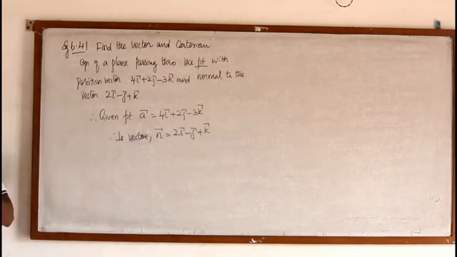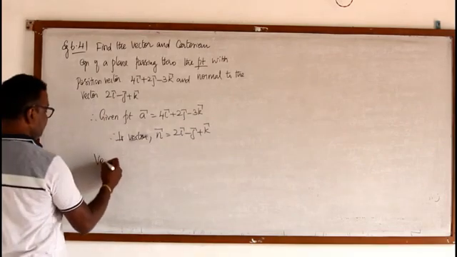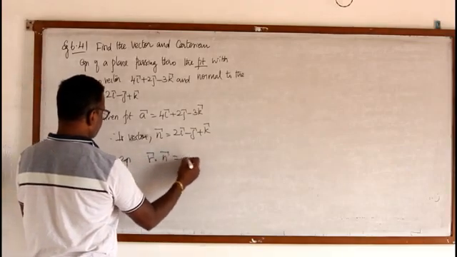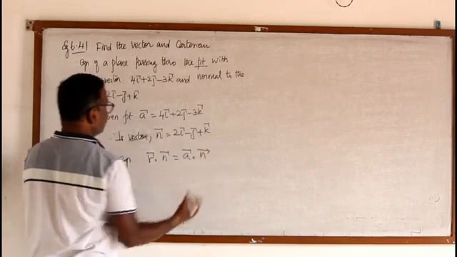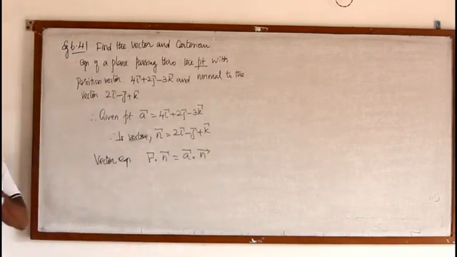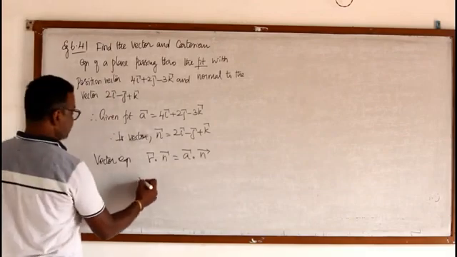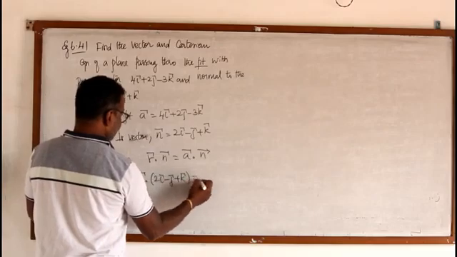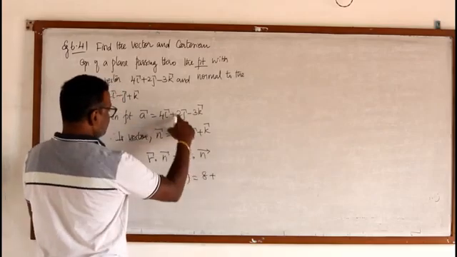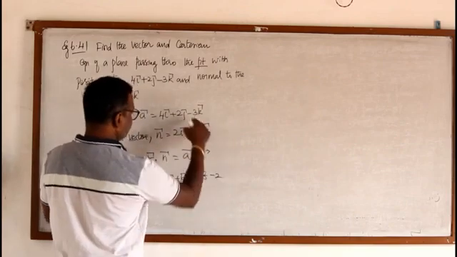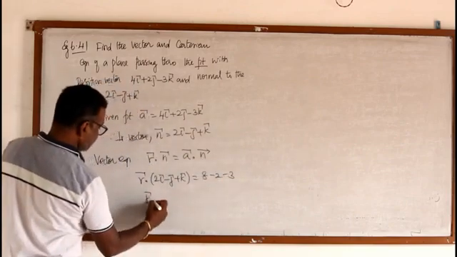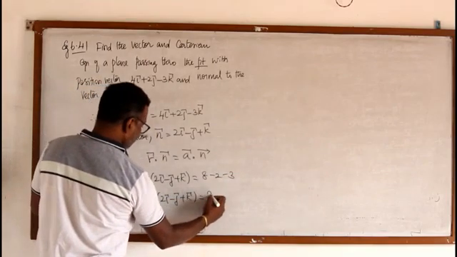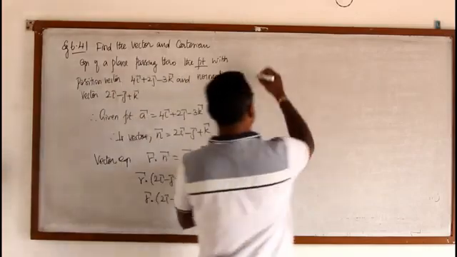So a point and a perpendicular vector are given. Then in this case, the vector equation is r vector dot n vector equal to a vector dot n vector. This is the vector equation when a perpendicular vector and a point are given. So it is r dot n vector, which is 2i minus j plus k. Then the dot product is 4 twos are 8, minus 2, minus 3. So it is r dot 2i minus j plus k equal to 8 minus 5, that is 3. This is the vector equation.